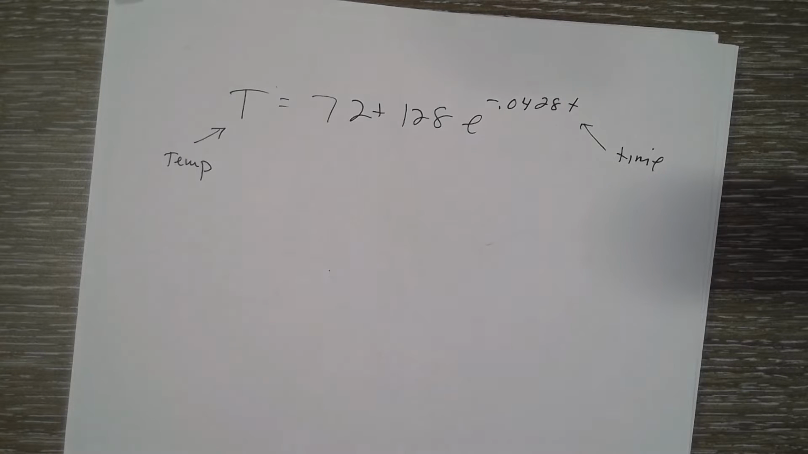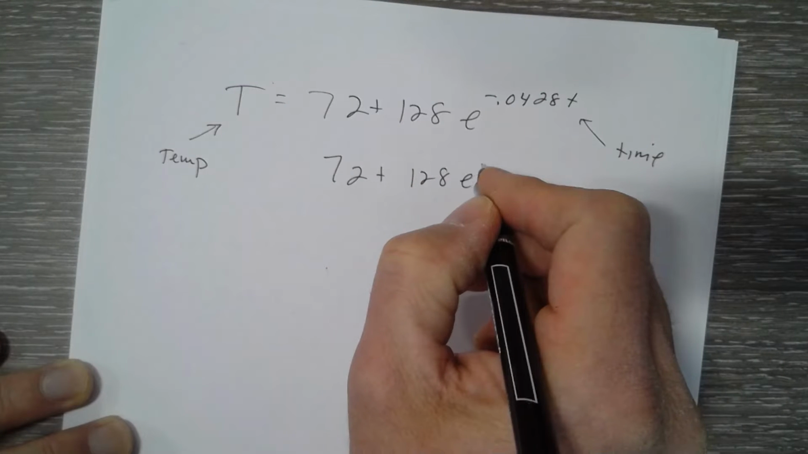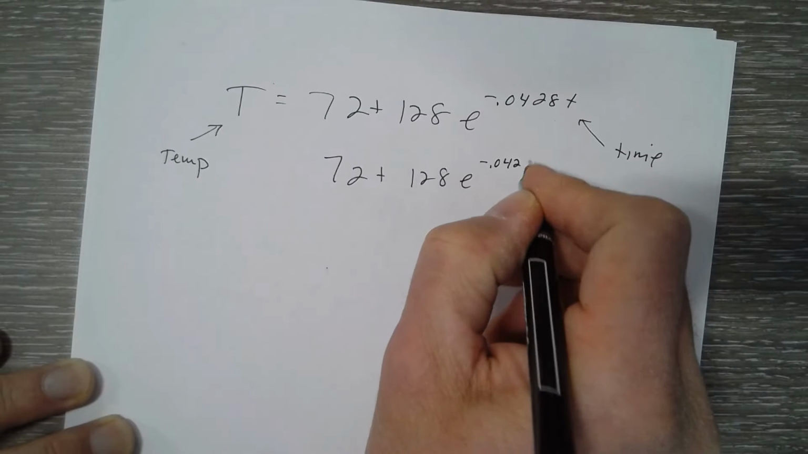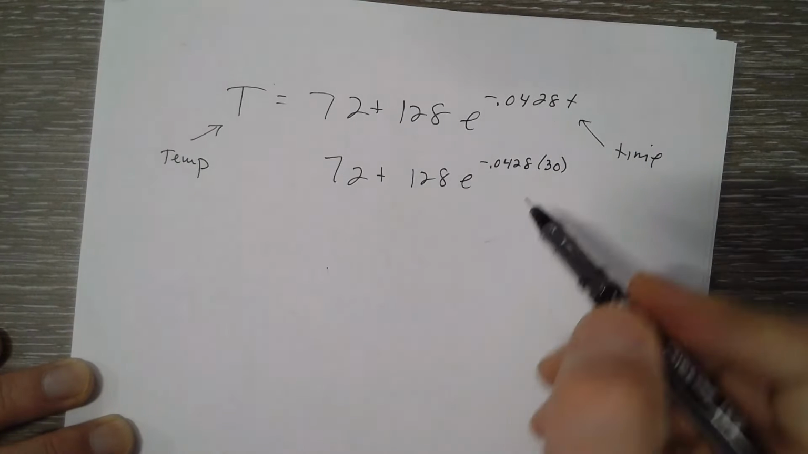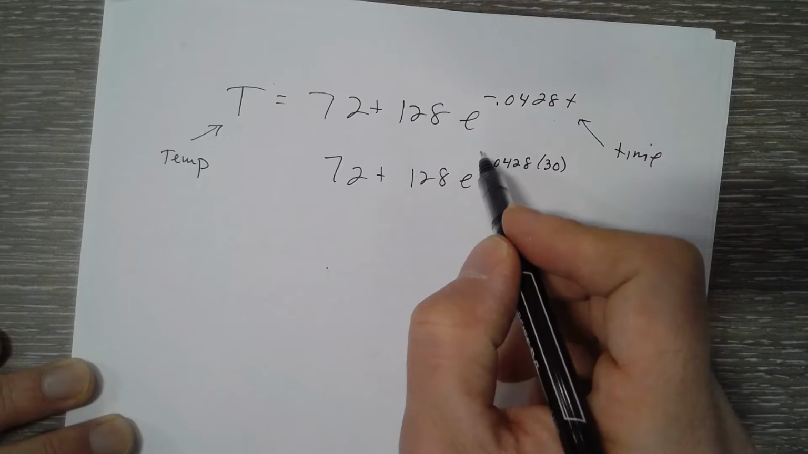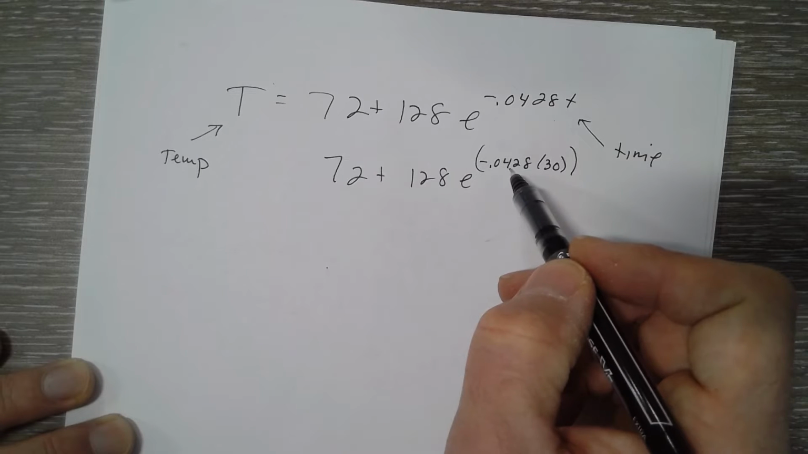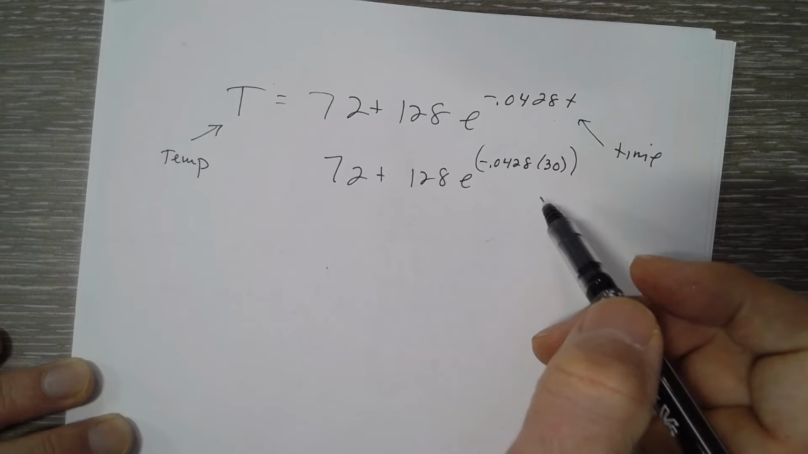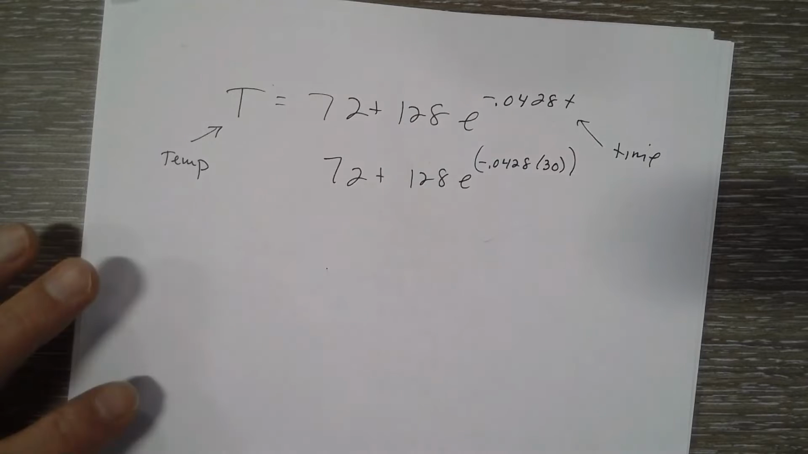So hopefully by now you figured out that you just plug 30 in for time. So it's going to be 72 plus 128 e to the negative 0.0428 times 30. One mistake I would anticipate is you have to either multiply these or put it in parentheses. Otherwise you're just taking e to that, and then whatever result you're going to multiply by 30. You have to take it to the entire exponent.